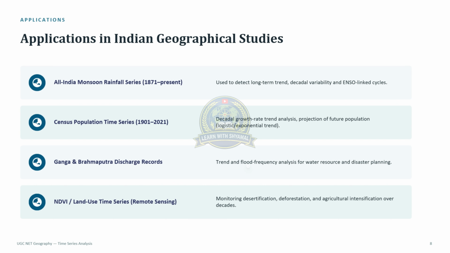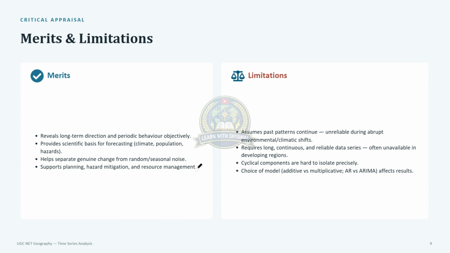Applications in Indian geographical studies. All India monsoon rainfall series, 1871 to present, used to detect long-term trend, decadal variability and ENSO-linked cycles. Census population time series, 1901 to 2021: decadal growth rate, trend analysis, projection of future population, logistic and exponential trend. Ganga and Brahmaputra disaster records: trend and flood frequency analysis for water resource and disaster planning. NDVI and land use time series, remote sensing: monitoring desertification, deforestation and agricultural intensification over decades.